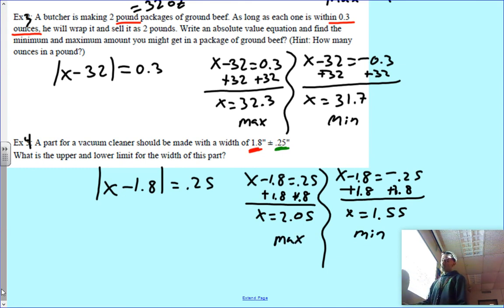So that is all there is to doing word problems with absolute value, finding minimum, maximum values. Obviously, we could actually do these as inequalities, but usually they're written as absolute value equations just to find that minimum, maximum value. But keep in mind, anywhere in between those values is also okay.